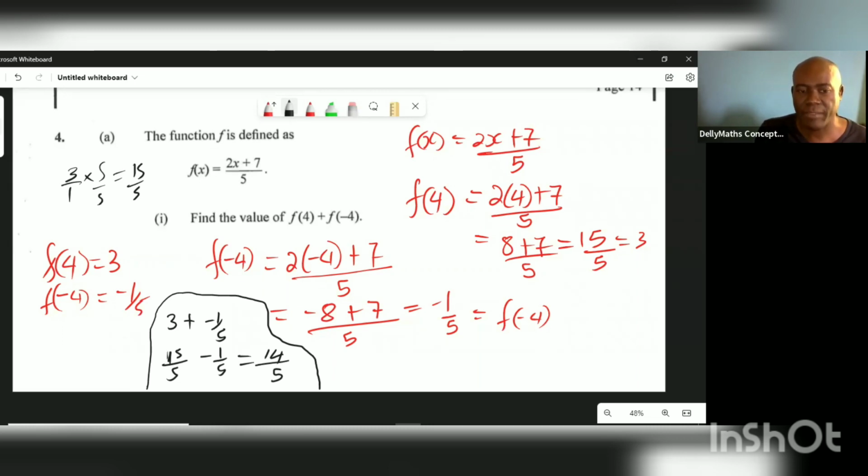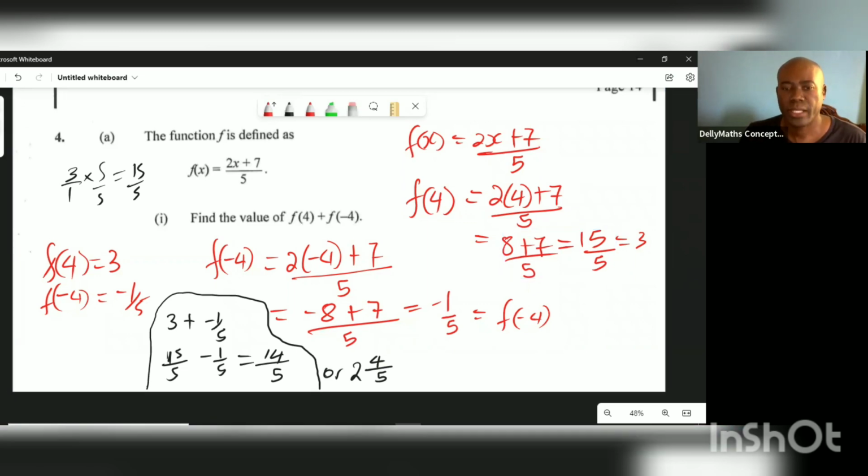So 14 over 5 is okay. Or you could say 2 and 4 over 5, the same thing. So if you come up with any one of those responses, it's the same thing. All right. So f of 4 plus f of -4 is 14 over 5, or 2 and 4/5.